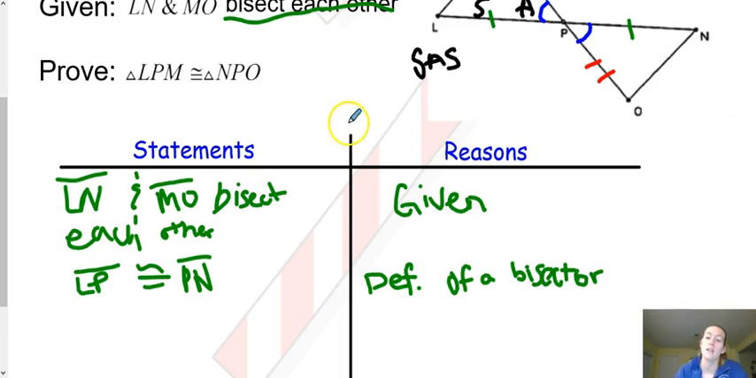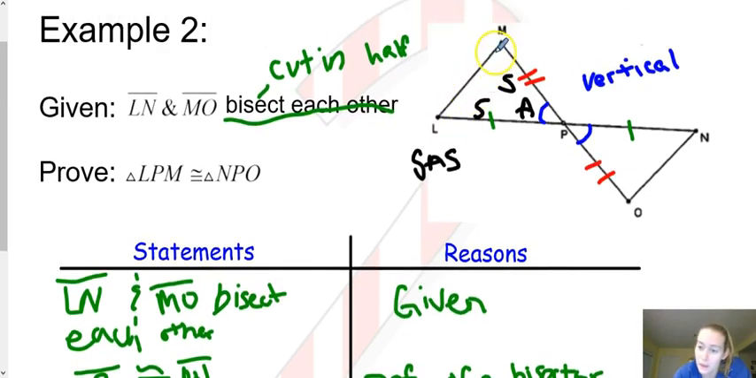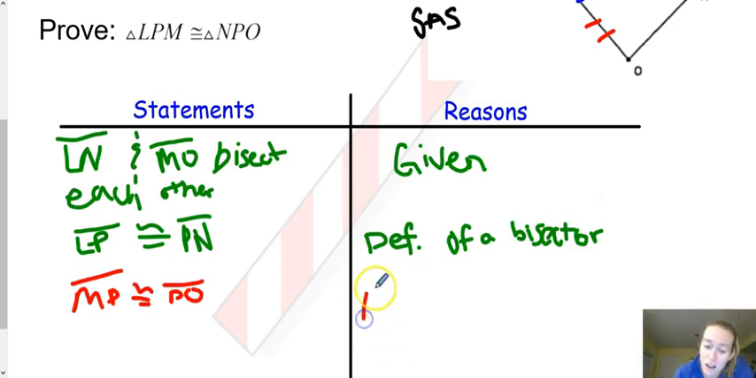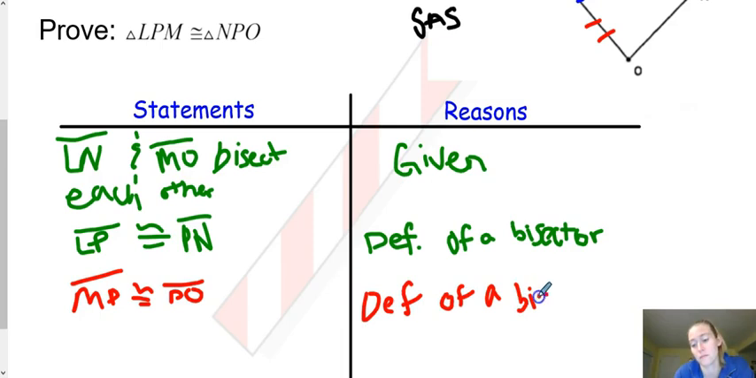All right. The next piece of information we took from that was that MP was congruent to PO. And again, this is for the same reason, right? It was the definition of the bisector. Okay, so we've dealt with the given information and we've gotten our pieces from there.